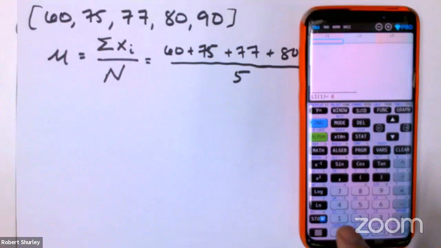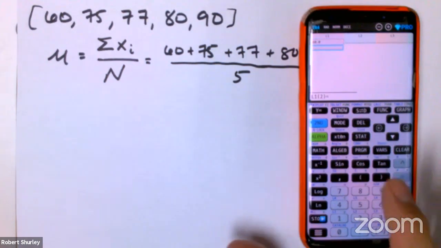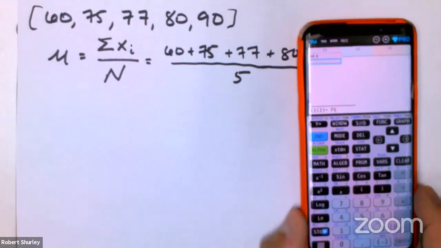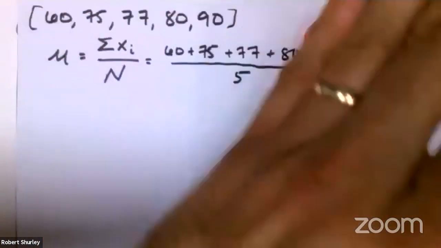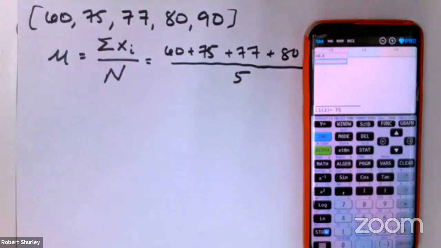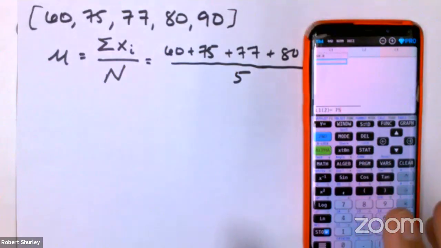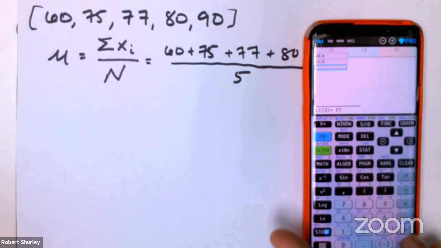So the first number is 60. And I hit enter and it put in 60. I know it's hard to see there. Then 75, it doesn't get any easier. The lighting's all messed up for this actually, because we have crappy lighting here. And then I'm going to put in 75, enter, 77, enter, 80, enter, and then 90, enter.